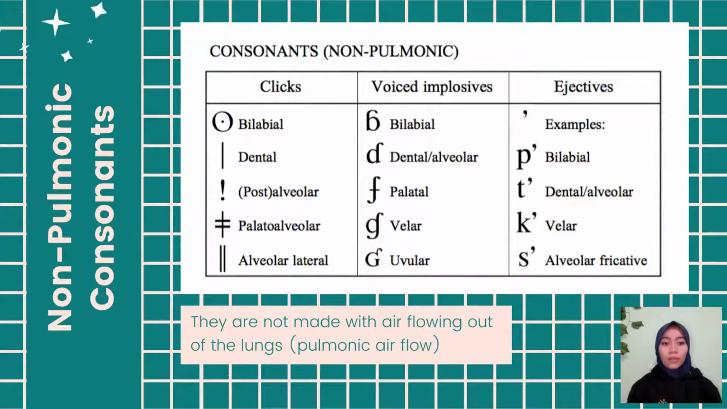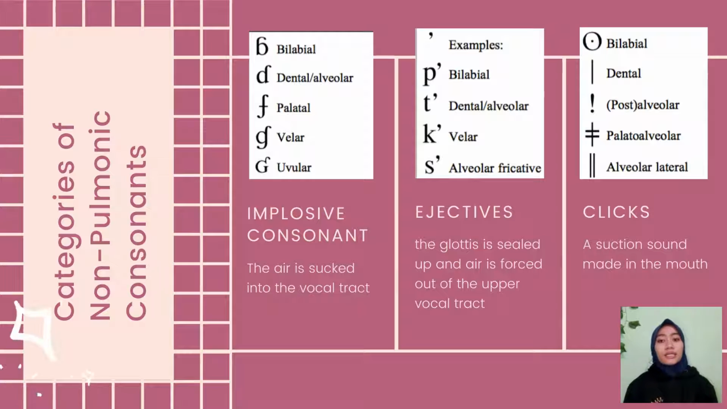Next, we will talk about the second category. That is non-pulmonic consonant. It's the consonant that aren't made with air flowing out of the lungs, or pulmonic airflow. On the next slide, we can see some categories of this non-pulmonic consonant. This category includes sounds where the air is sucked into the vocal tract, or implosive consonant, and ejectives, or sounds where the glottis is sealed up and air is forced out of the upper part of the vocal tract.